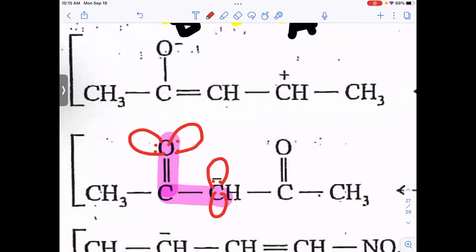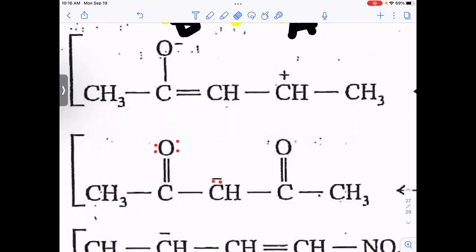So these orbitals are going to overlap with the p orbitals here, right? So those three atoms are able to talk, able to overlap orbitals, share electrons, and because of that, you can do resonance. So let's look at the other structure.